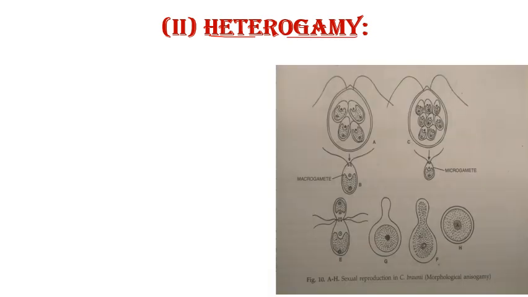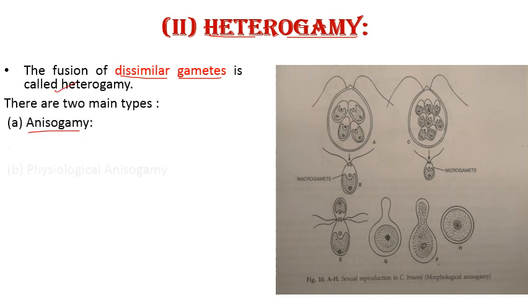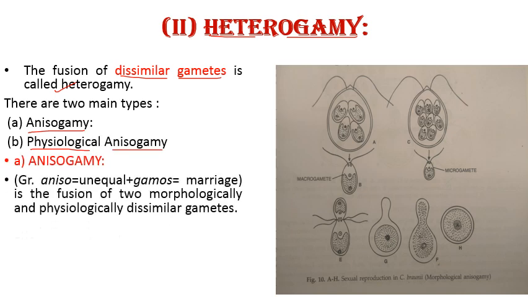Next is heterogamy. Hetero means different, gamy means marriage. So here the two fusing gametes are either morphologically or physiologically different from each other. So the fusion of dissimilar gametes, ऐसे gametes जो dissimilar हैं, उस process को बोलते हैं heterogamy. ये दो तरह का होता है, first is anisogamy और दूसरा होता है physiological anisogamy. Firstly anisogamy, aniso means different, gamy means marriage, so unequal. दो जो gametes हैं वो unequal होंगे, means this is smaller in size and the second one is larger in size, that is called anisogamy. So these are morphologically as well as physiologically dissimilar gametes.